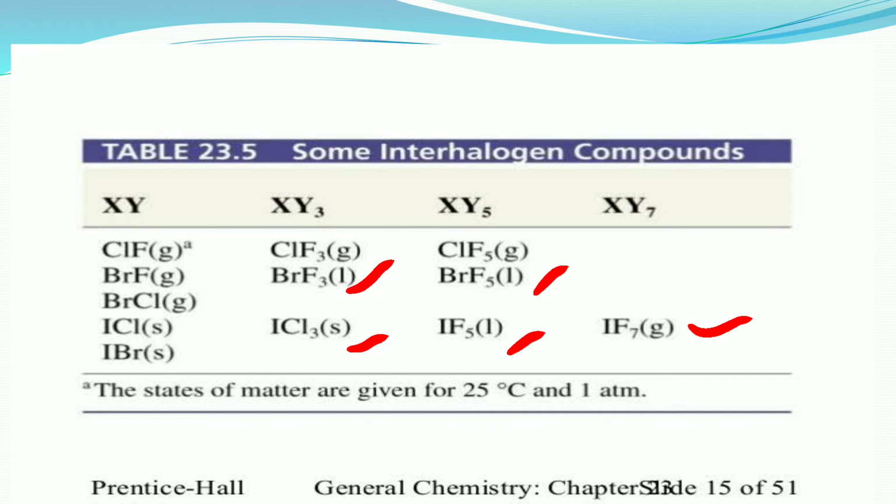Why is only one molecule found in the XY7 type of interhalogen? Because fluorine is the smallest atom, and that's why this smaller atom can form a bond with iodine. But whenever we use the other halogens, they are larger in size, the repulsive forces increase, and a stable structure will not be prepared.